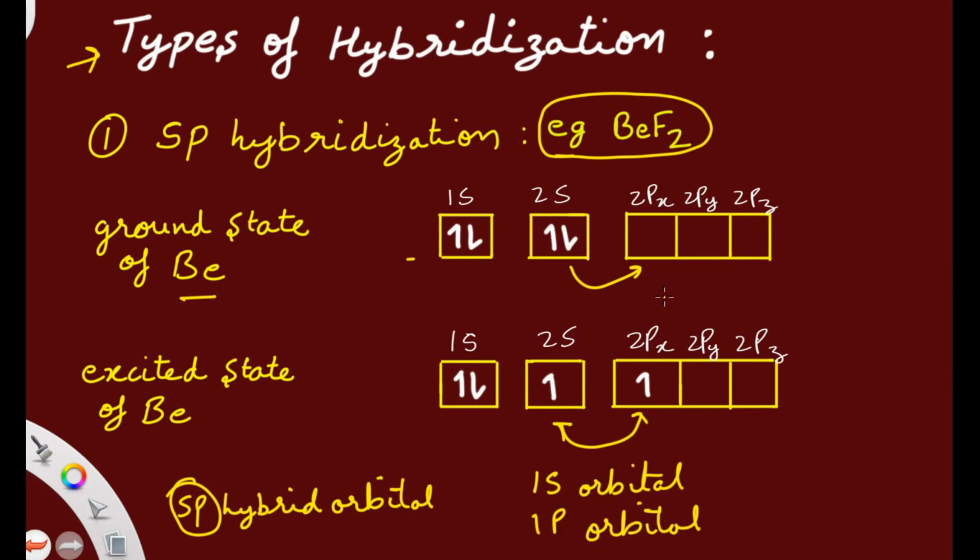How many p orbitals are there? There are 3 p orbitals, out of which only one is taking part in hybridization. So the hybrid orbital so formed is sp hybrid orbital, right? Now let's take a look at the structure.